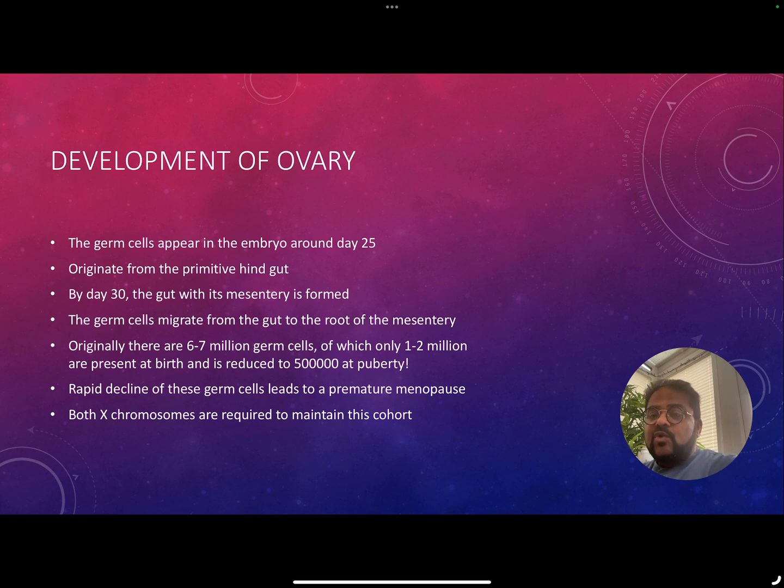And you need both X chromosomes to maintain this cohort. And that's the reason that in women with Turner syndrome, there is the destruction of these follicles even before they are born, and what is left behind is just the skeleton of the ovary, which we call streak ovaries.